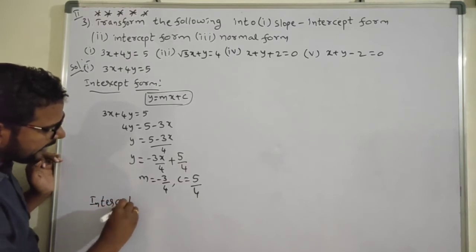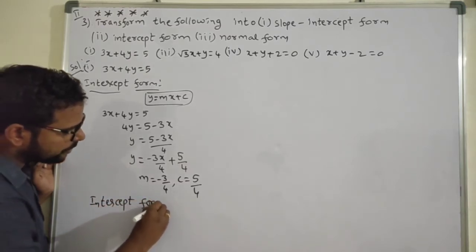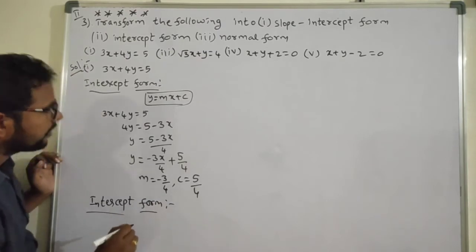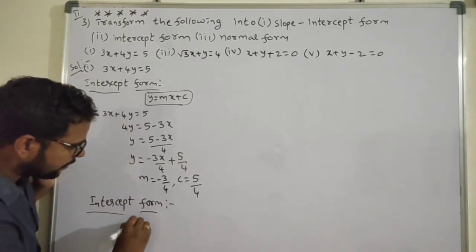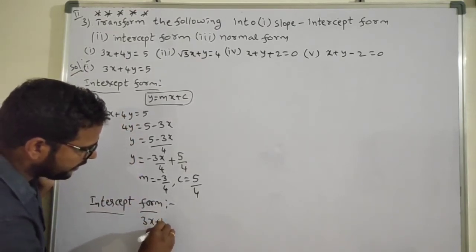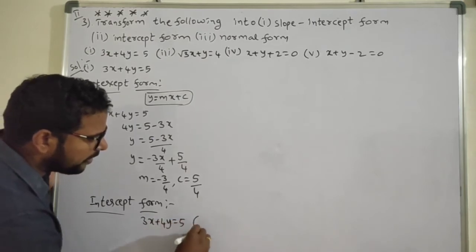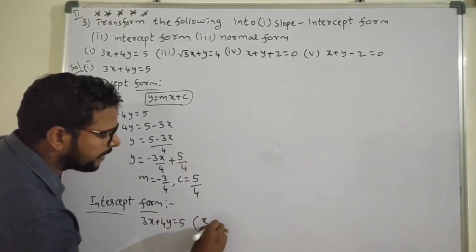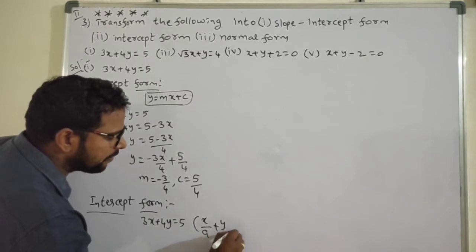Intercept form: x by a plus y by b is equals to 1. That is intercept form. So what is given? 3x plus 4y is equals to 5. So this is intercept form, x by a plus y by b is equals to 1.